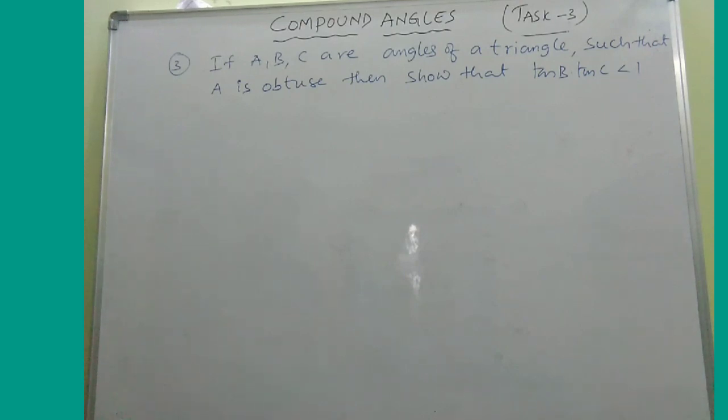So coming to question number 3 now. Read the question first of all. If capital A, B, C are the angles of a triangle such that angle A is obtuse, then show that tan B into tan C is less than 1.